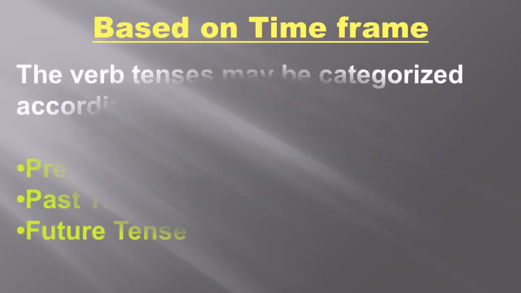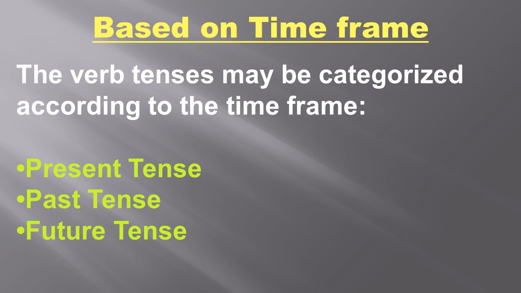Based on time frame, the verb tenses may be categorized according to the time frame. And according to the time frame, that means when the action actually happened, the tenses are classified into three types: present tense, past tense and future tense.